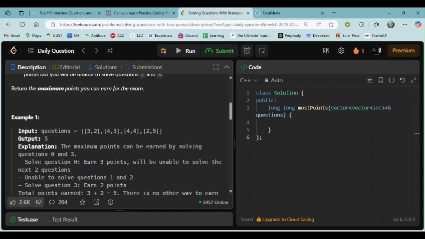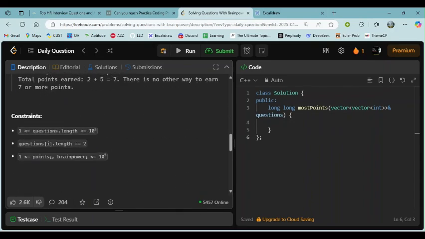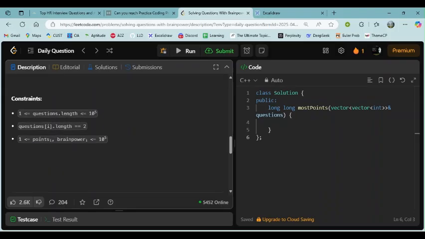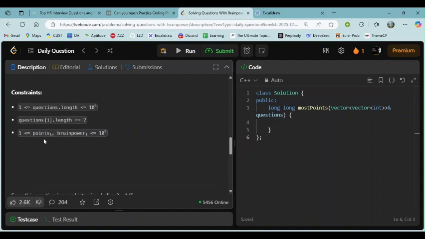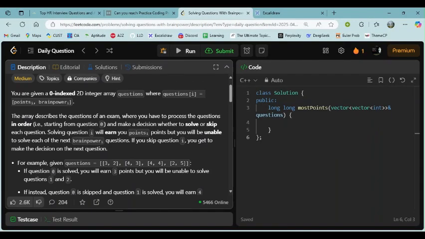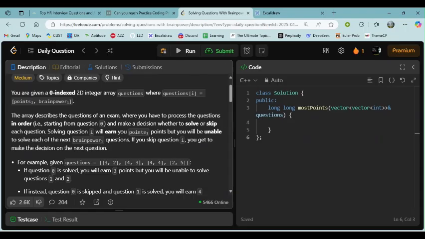After that we have to return the maximum points that we can earn for the exam. The constraint of the problem is the array length will be up to 10 to the power 5, and since questions is a 2D array, questions[i].length will be 2, which means 2 values for each i, like points_i and brainpower_i. And points_i and brainpower_i will be less than or equal to 10 to the power 5.